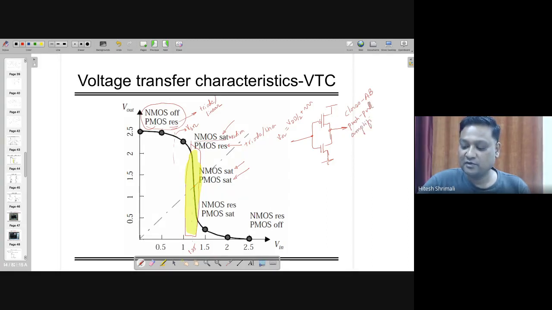Maybe in the book of Rabaey, he made a note that if you want to use this as an amplifier, you need to bias it nearby VDD by 2. When both the transistors are in saturation, that's the ideal condition for any amplifier, that you have to keep all the transistors in saturation. However, for digital circuits, we are going to keep them preferably in the triode region so that they can act as an ideal switch.